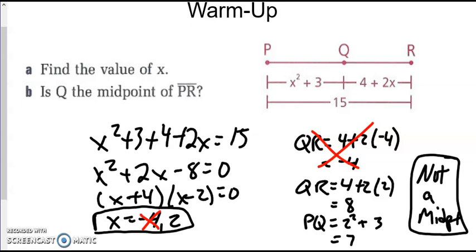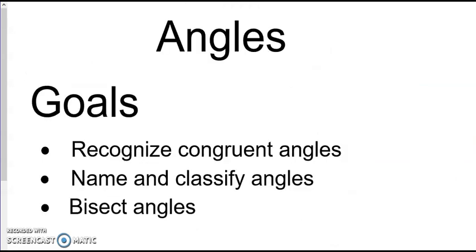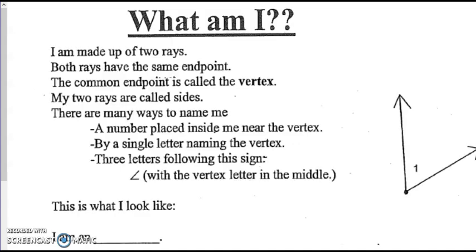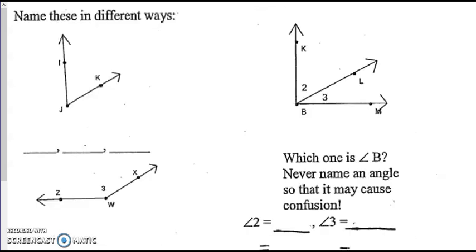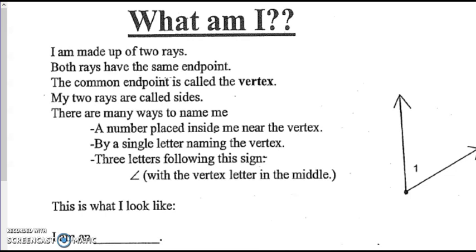Alright, so let's go ahead and start angles here. We're going to work with congruent angles, classifying angles, naming angles, and angles that are bisected. Okay, so we have the What Am I worksheet here. What I would like you to do is take a look at these and fill those in. Again, pause the video, fill those in, read the descriptions, and then push play once you're done to check your answers.